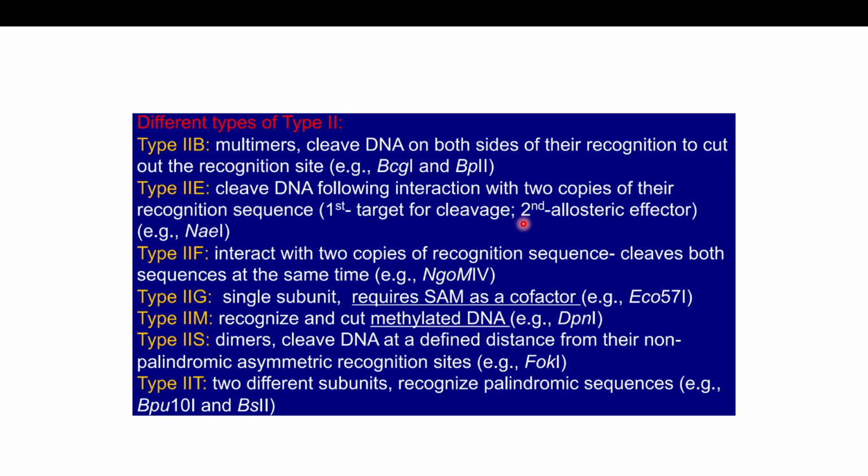sequence has to be present, so that they will be cutting at the first recognition four base pair sequence, but the second has to be present so that this particular cleavage activity can take place. An example of this type of enzyme is NAE1. Then there's type 2F, which can interact with two copies of the recognition sequence, and it can cleave both the sequences at the same time.